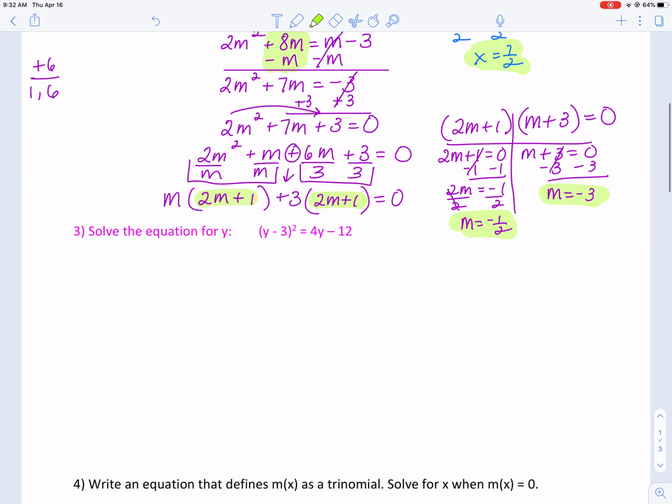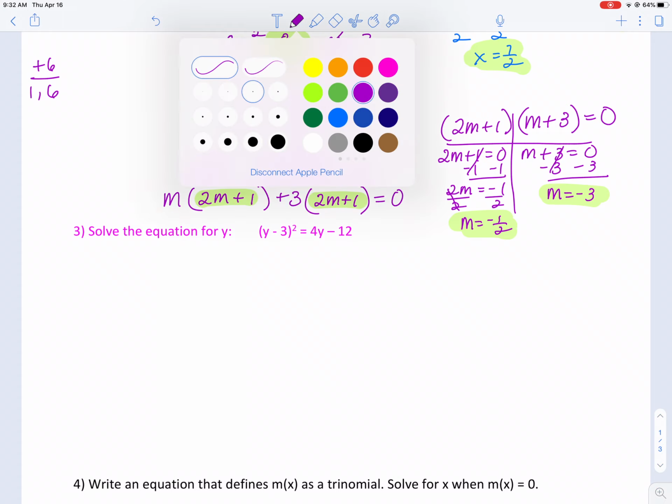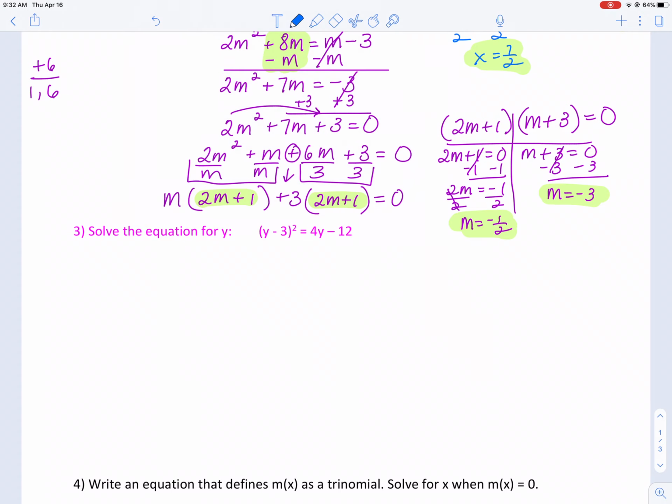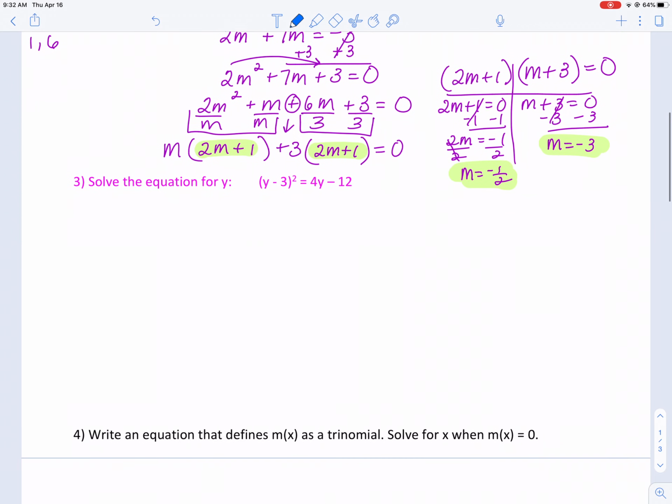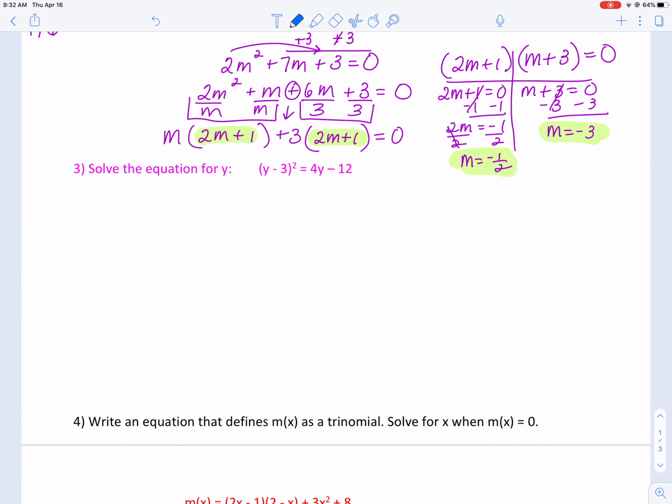Okay. Let's try another one. Okay, let's go blue. Ooh, this one's going to be tough. So it says (y - 3)^2 = 4y - 12. So immediately, to simplify (y - 3)^2, you need to show this: (y - 3)(y - 3) = 4y - 12.